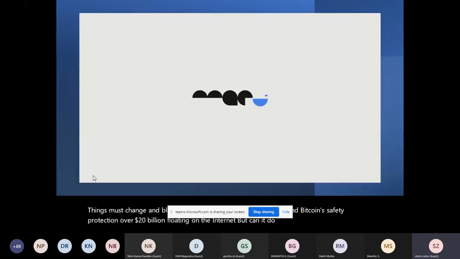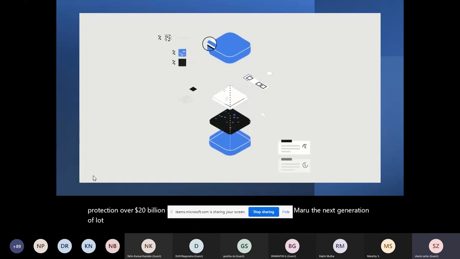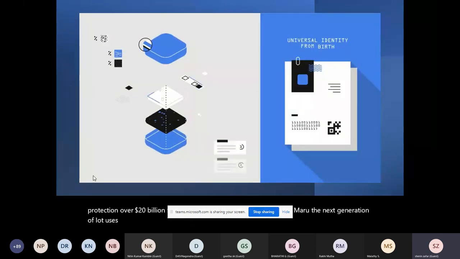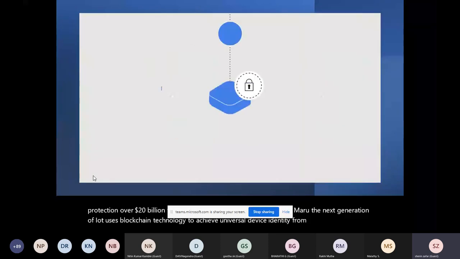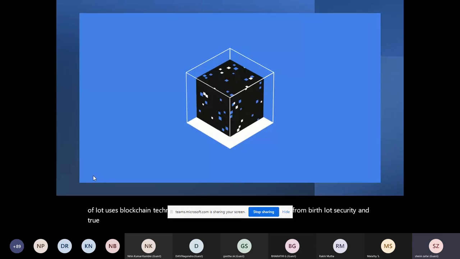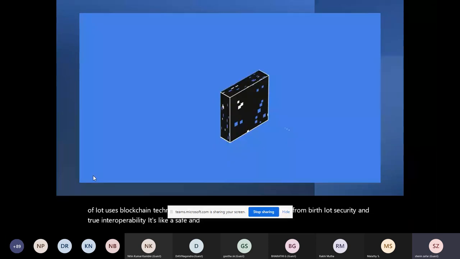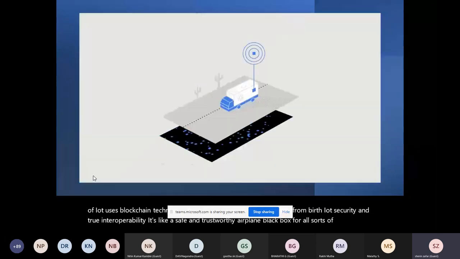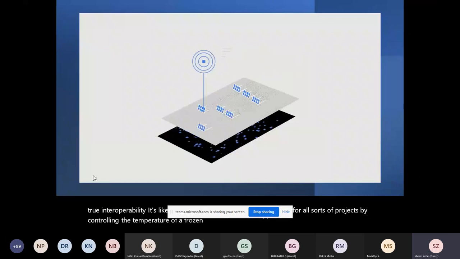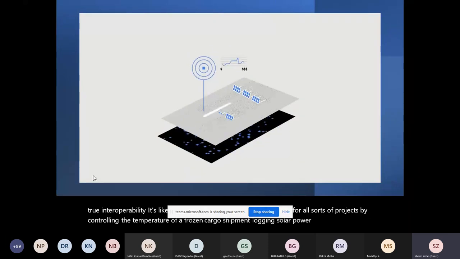Meet Maru, the next generation of IoT. Maru uses blockchain technology to achieve universal device identity from birth, IoT security, and true interoperability. It's like a safe and trustworthy airplane black box for all sorts of projects, like ensuring the temperature of a frozen cargo shipment, logging solar power generation data, or even tracking emissions.